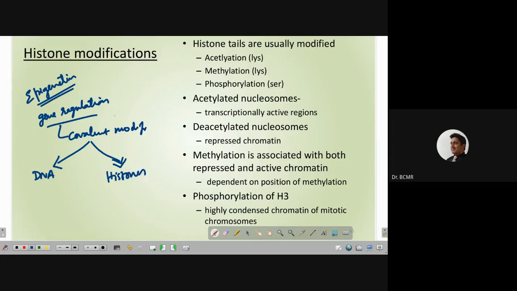There are other epigenetic regulations that are done by RNA molecules. So DNA could be methylated. You don't have to remember that right now. What we are talking about right now is histones. Remember the histone tails. This is a histone tail. This is a nucleosome, and DNA is wound around it.